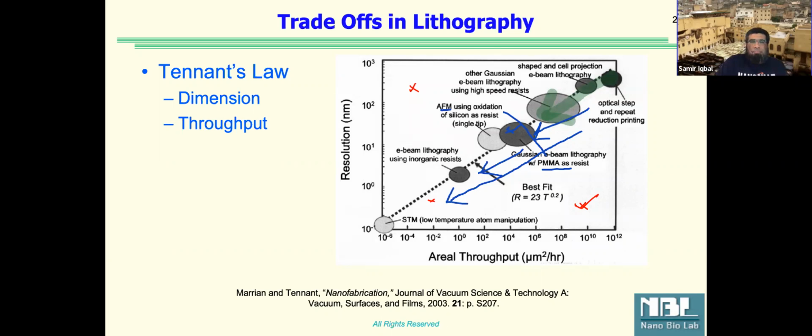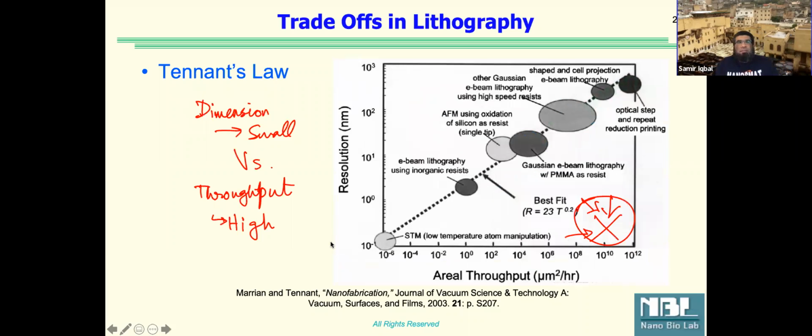So basically, the trade-off is simple. When I make dimensions small, my throughput goes down. Ideally, I want to be on the right-hand lower side, right? What does it mean if I'm on the right-hand lower side?